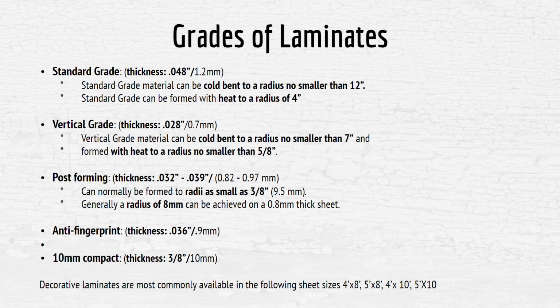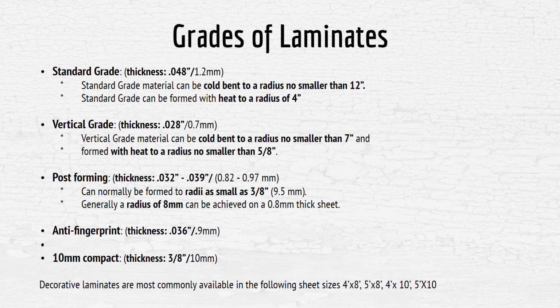There are many different grades of laminates: standard, vertical, post-forming, anti-fingerprint, even compact laminates. The main difference between these being the thickness and flexibility of the laminates themselves, controlling the size of the radius that can be achieved. Heat can be used to create a tighter radius on most products.